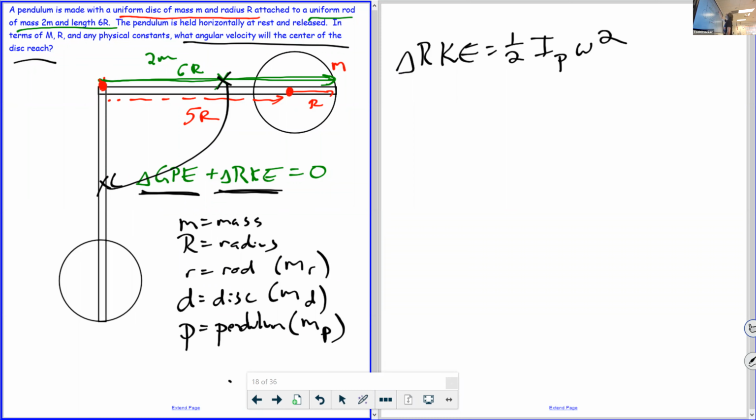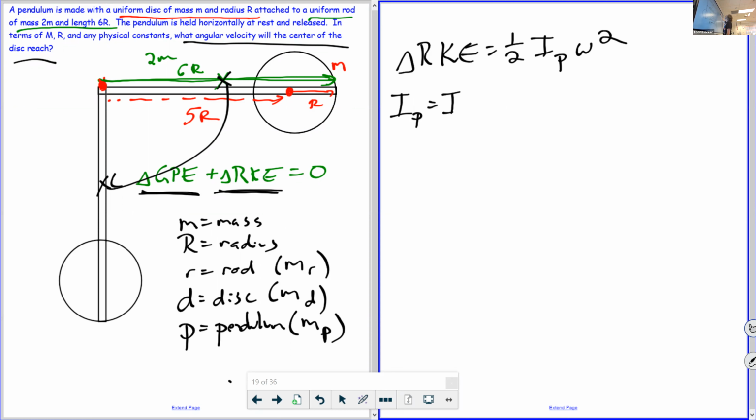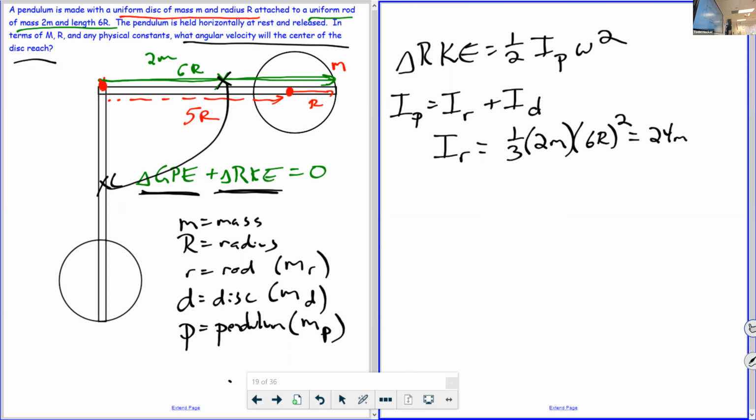All right. So the rotational inertia of the pendulum is equal to the rotational inertia of the rod plus the rotational inertia of the disk. The rotational inertia of the rod is easy because it's just a rod about its end. In general, a rod is 1/3 mr squared, where r is the length of the rod. But here, our mass is 2m and our length is 6r. So the rotational inertia of the rod is 1/3 times the mass of the rod times the length of the rod squared. So this ends up giving you 24 mr squared.